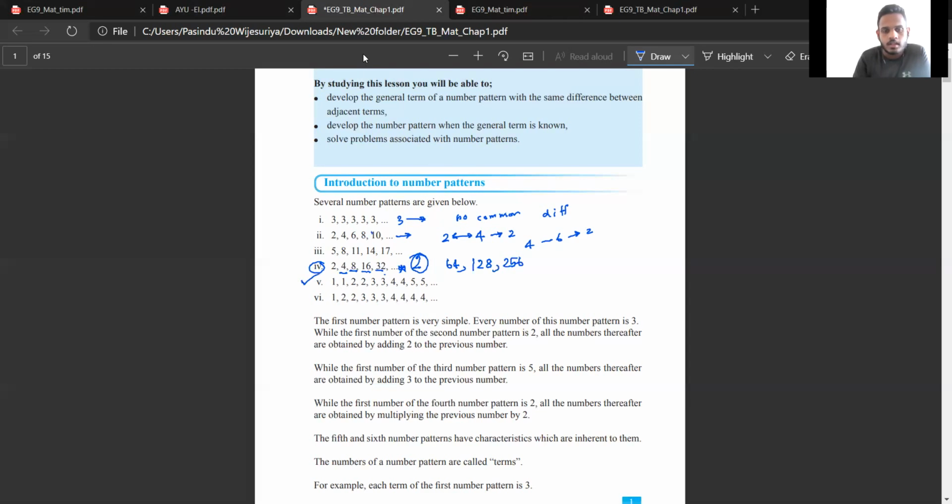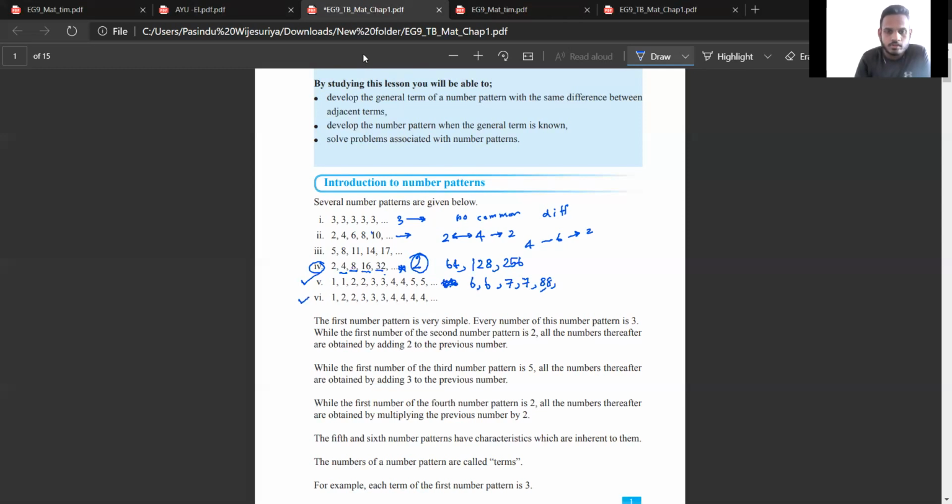This one is also a different type. You can see that this has the same number twice. There are two 1s, two 2s, two 3s, two 4s, two 5s. So the next pattern is 6 6, then 7 7, then 8 8. That's how it goes. And the sixth one, again something different.